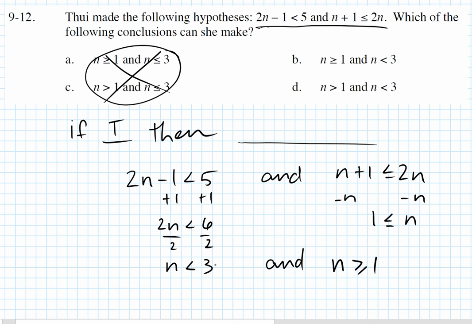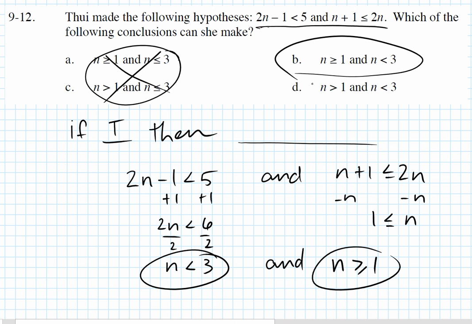So you can see I've got these two parts here. n is greater than or equal to 1, and n is less than 3. So the correct answer is B.